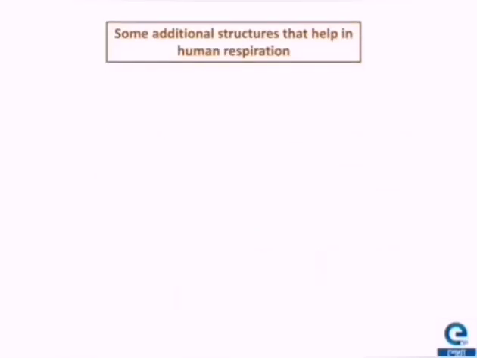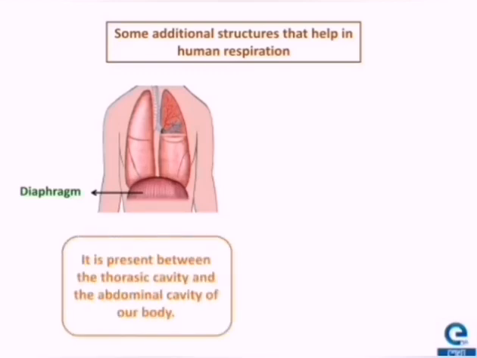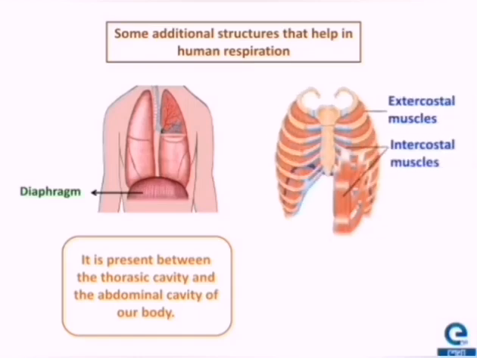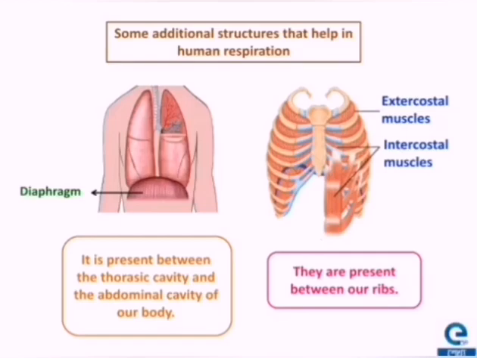Now we will see some additional parts which are also included in human respiration. This is the image of the diaphragm which supports the lungs and is present between the thoracic cavity and the abdominal cavity of our body. These are the external intercostal and internal intercostal muscles. They are present between our ribs. So this is our topic, the anatomy of the respiratory system.